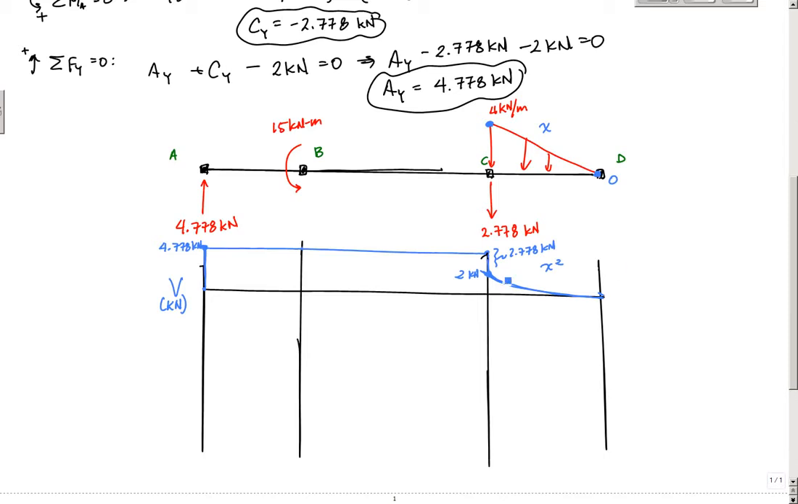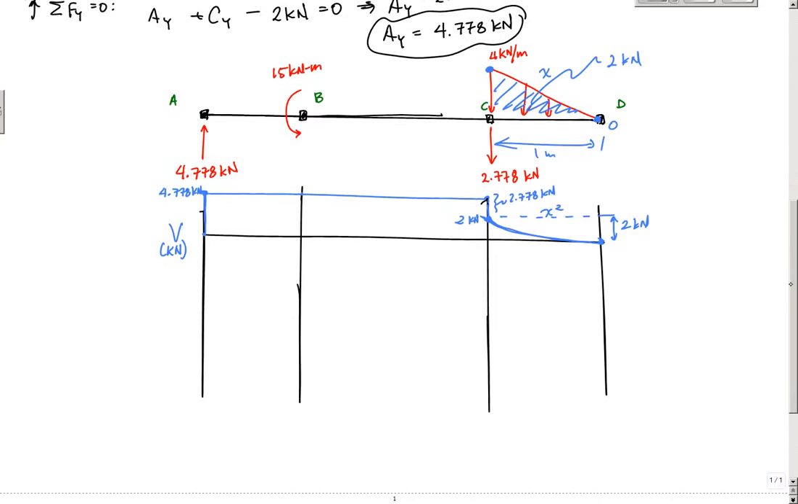The change that occurs, this distance right here, has to be the magnitude of this area, which we found earlier was 1/2 base times height, with a base of 1 meter, and that is 2 kilonewtons. So this change is 2 kilonewtons and takes us back to 0. So there's my shear diagram. And now for the moment diagram, I go over here. Let's draw the moment diagram, with the horizontal line there. And here again, this is my moment, with units of kilonewton meters.